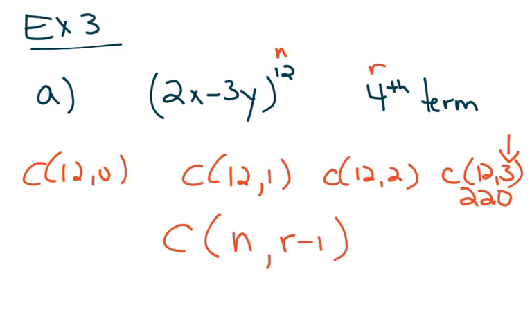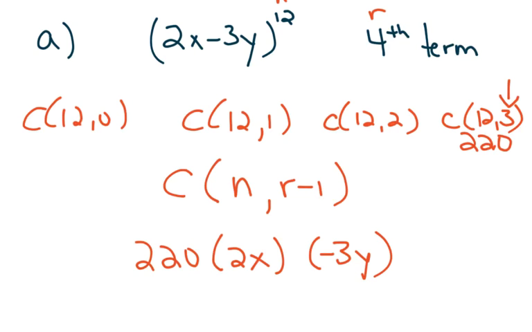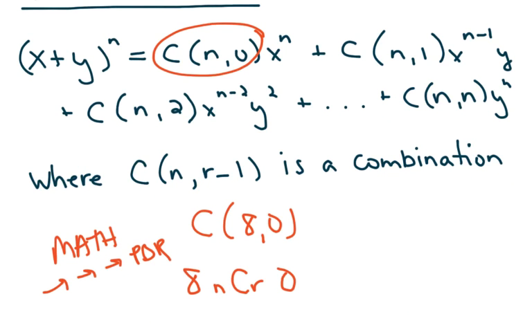Now we have to figure out what the exponents on each of these terms is going to be. So I know it's going to be 220, and then I'm going to have some power of 2x, and I'm going to have some power of negative 3y. Well, here's where it gets nice. This is the term minus 1. The two exponents need to add up to this exponent. So this has to be 9, because 9 plus 3 is 12. I should have mentioned that back when we did the binomial theorem. The exponents here always add up to the power that you're expanding to.